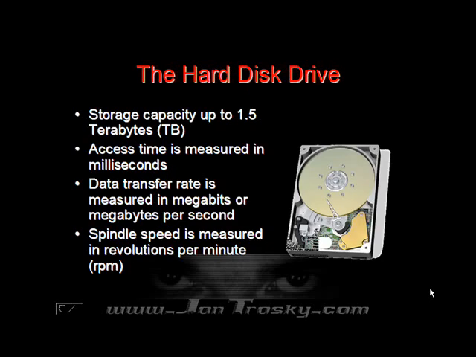The hard disk drive can store capacities up to 1.5 terabytes. Externals can actually hold up to 2 terabytes now. Access time is measured in milliseconds. The data transfer rate is in megabits per second. The spindle speed is measured in revolutions per minute, or RPMs. When data is saved on these disks, it is done as follows.